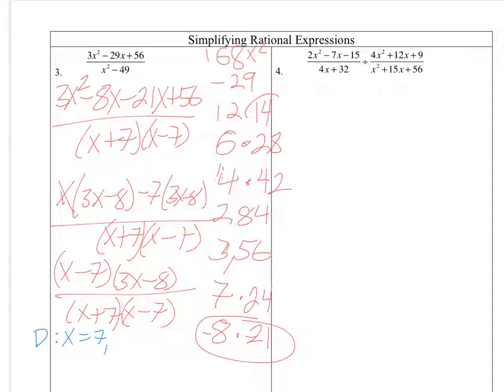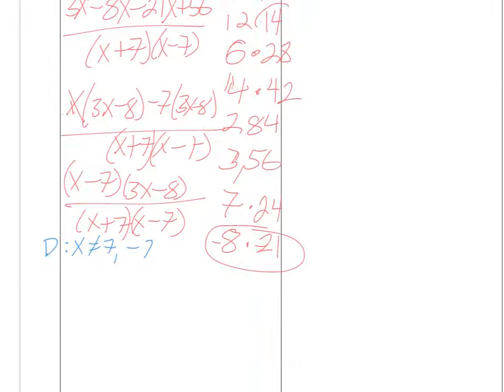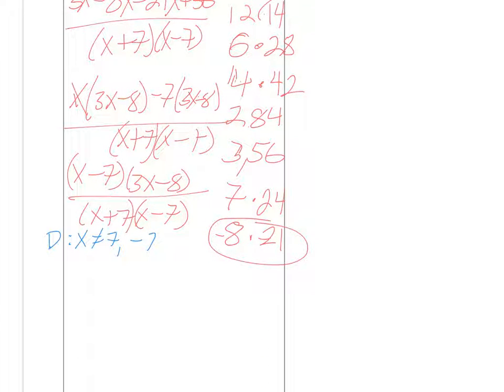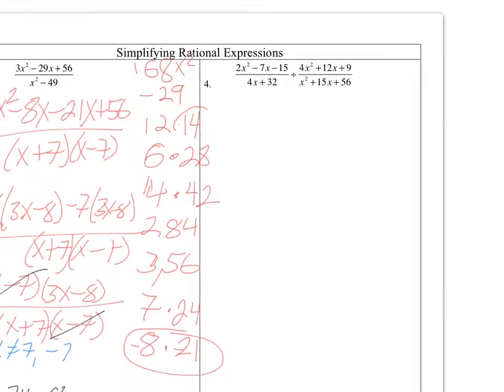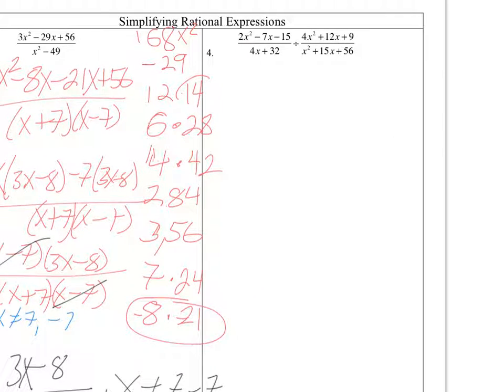So x equals 7 and negative 7 cannot exist. Then I can do some reducing, and I can see those guys cross out, and I'm left with 3x minus 8 over x plus 7 with domain limitation x cannot equal 7 or negative 7. Woof! Next one. Oh, joyous day, even more factoring.